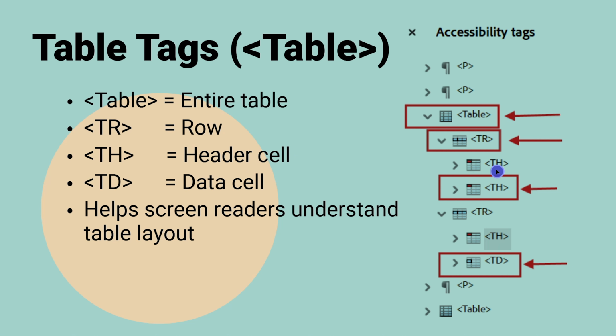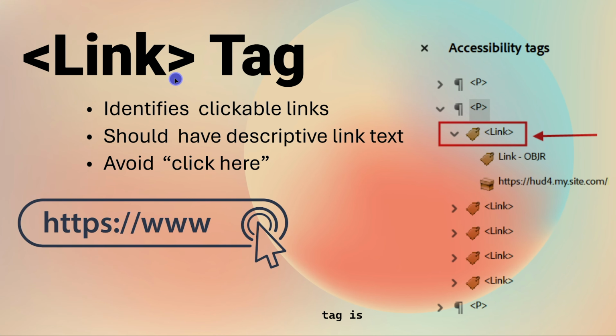So it's going to be TH and TH, and then there is TD, which is a data cell. All the TDs should be programmatically associated with their header row and column. It helps screen readers navigate. They can jump to the table and understand it, because when a person is not able to see the table, they can use a screen reader and navigate through it. All the table structure tags help them navigate. If there is no table tag, a person using assistive technology won't be able to navigate through or understand that table.